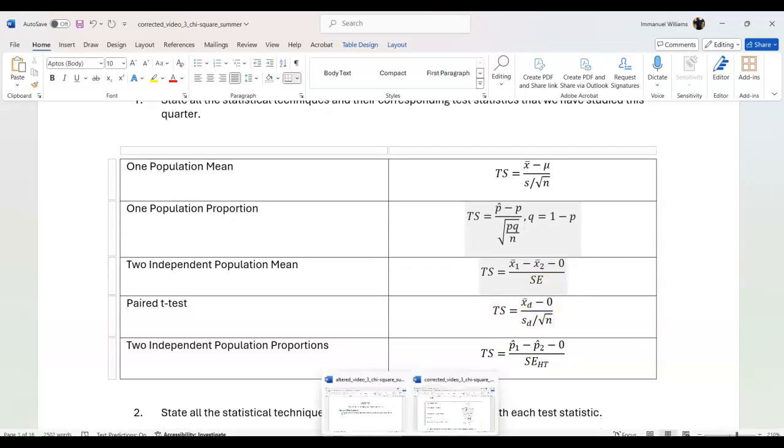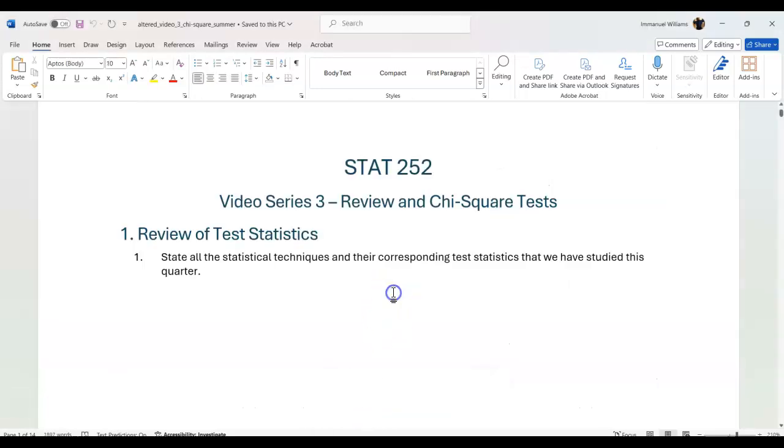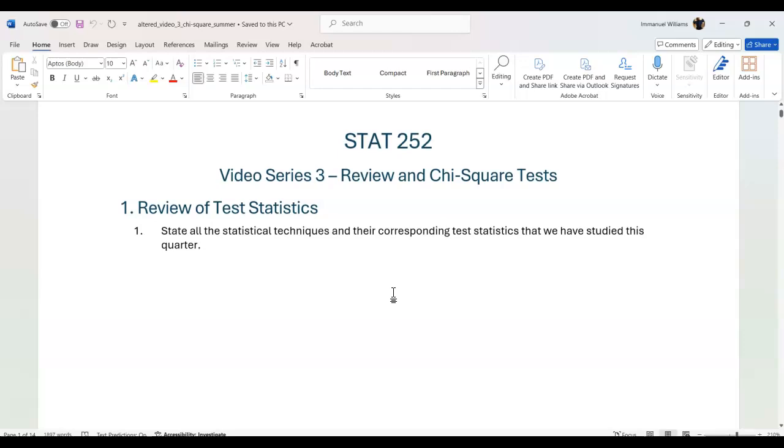So that being said, I want to go to question 2. Make sure you write this down. Don't just look at it. Make sure you write it down. Okay, those are the test statistics. And test statistics are used for what? Hypothesis testing or confidence intervals. They're used for hypothesis testing.